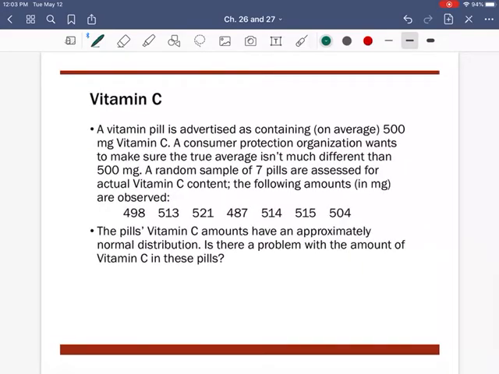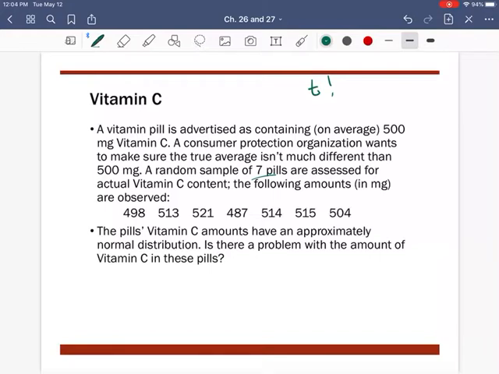So let's look at another one. We've got 2 more examples. Yep, 2 more examples of this type. Okay, a vitamin pill is advertised as containing on average 500 milligrams. So it should be 500 milligrams of vitamin C. A consumer protection organization wants to make sure that the true average isn't much different than 500 milligrams.